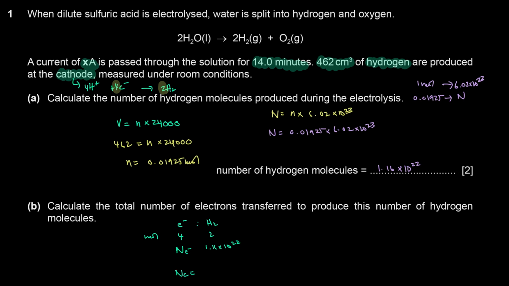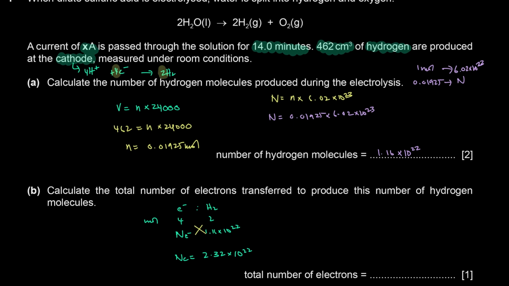We'll have twice as many, right? If you just cross multiply here, we know that for every 1 molecule of hydrogen, we have 2 electrons. For every 2 molecules, we have 4. So the number of electrons will be twice the number of molecules of hydrogen. So we can see over here that the number of electrons that we have is 2.32 times 10 to the power of 22. That's the total number of electrons.